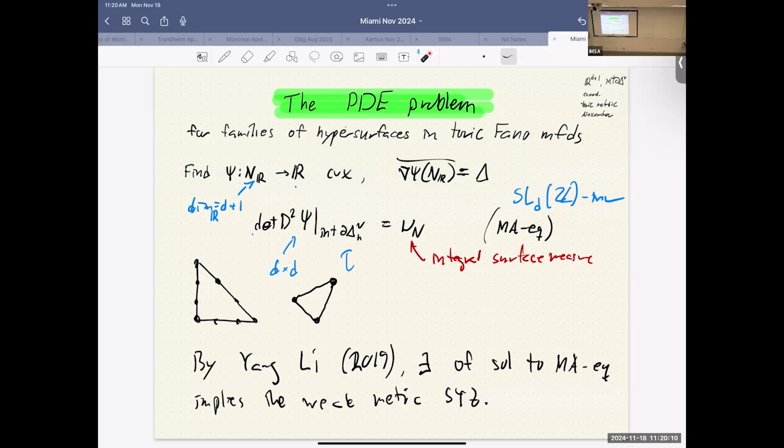And this is crucial because this ambient metric is restricted to Calabi-Yaus, and then compared to the real Calabi-Yau metrics, it turns out that these are asymptotically the same. They converge. Then you apply some kind of implicit function theorem? To get the weak metric SYZ?